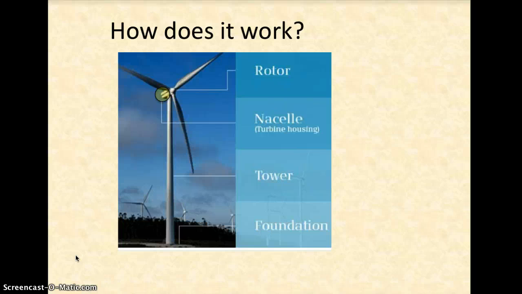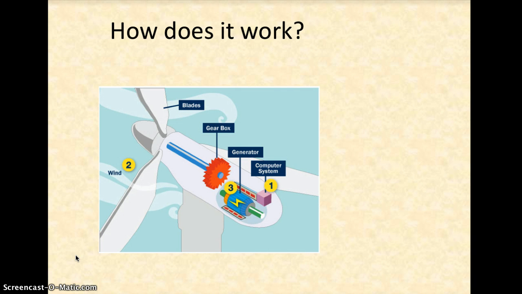The turbine works in the opposite way of a fan. When a fan uses electricity to make wind, the turbine uses the wind to make electricity. Inside the nacelle, the spinning rotor spins the generator to produce electricity. The generator converts the mechanical energy of moving air into electrical energy that we can use in our homes.